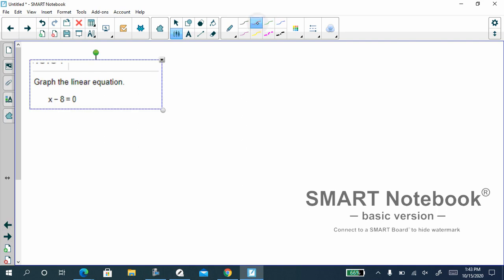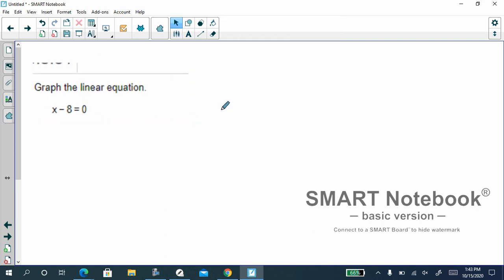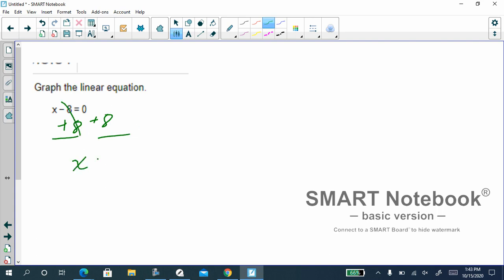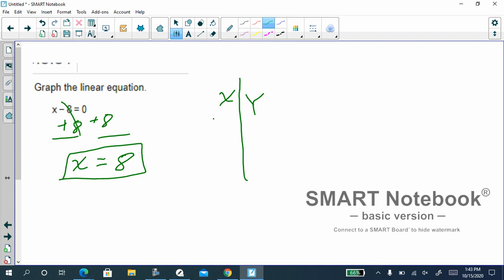All right, this one says graph this equation, and we could do this without isolating x, but if we only have one variable, it's best to isolate that variable. So let's add 8 to both sides and get that x is 8. So we think about making a table. We graphed some similar to this in the last section. This equation says that x has to be 8. Y can be any number. Y can be 0 as long as x is 8. Y can be 4 as long as x is 8.